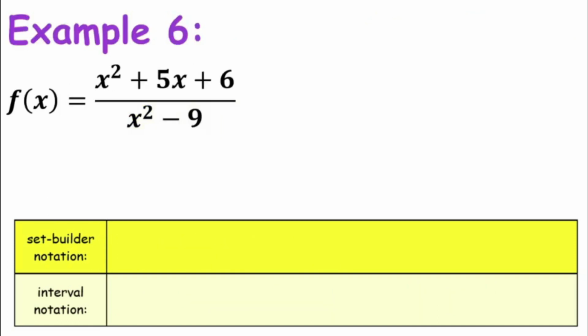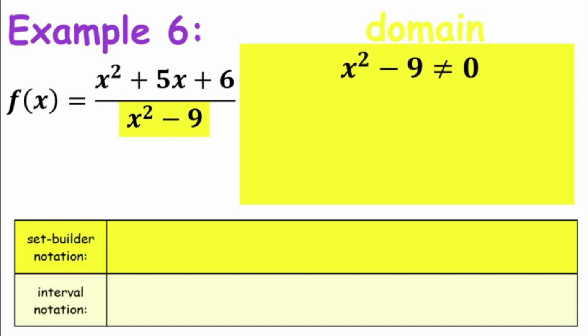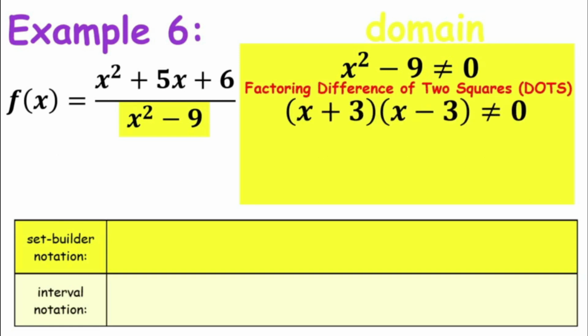Example 6. The denominator is x squared minus 9. x squared minus 9 is not equal to 0. Its factored form is x plus 3 times x minus 3. Let each factor not equal to 0.